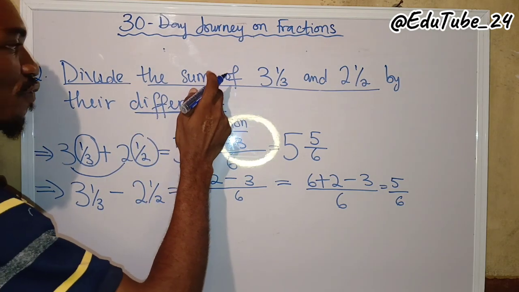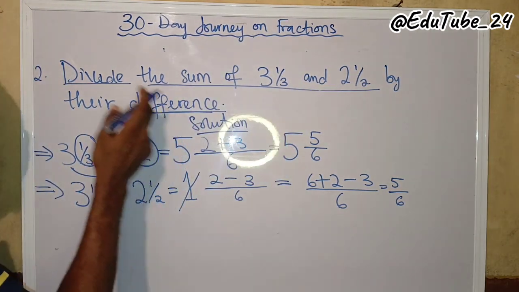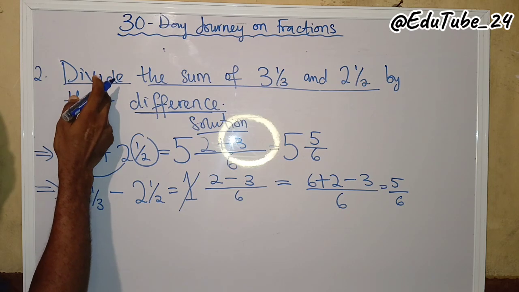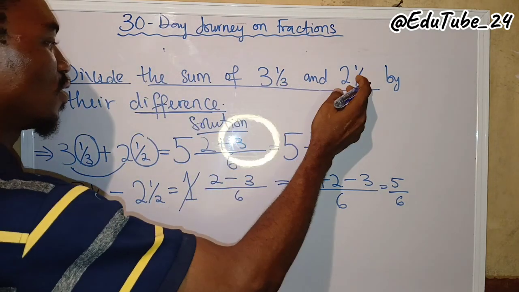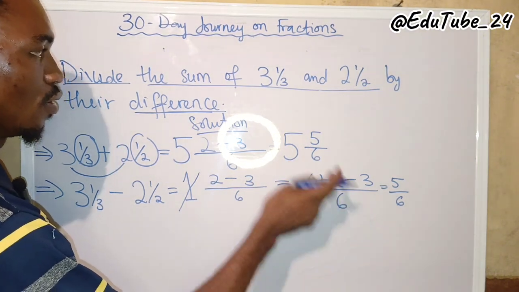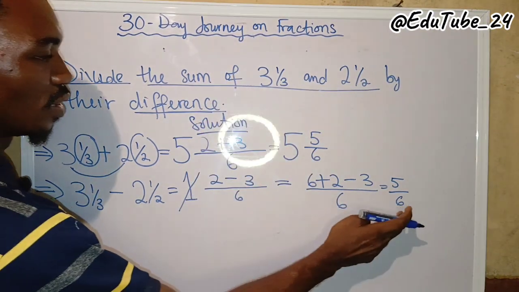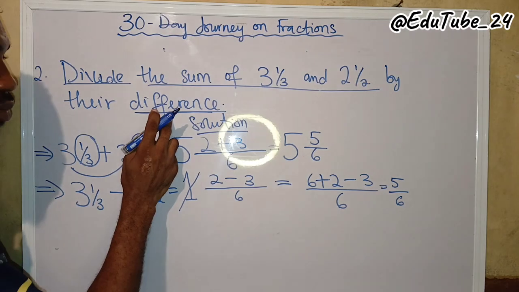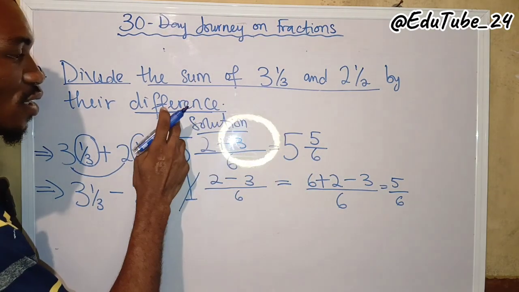Now we've found the sum, we found the difference. Now let's divide them, because that's the first instruction. So divide this by this. This represents the sum, and this represents the difference. So the sum is this, and the difference is this.